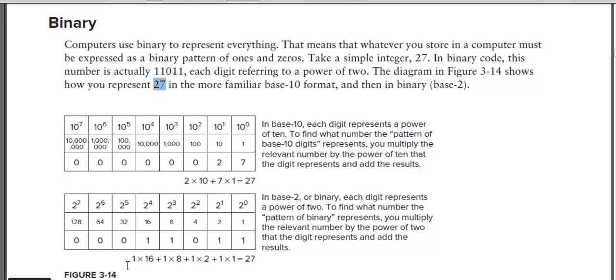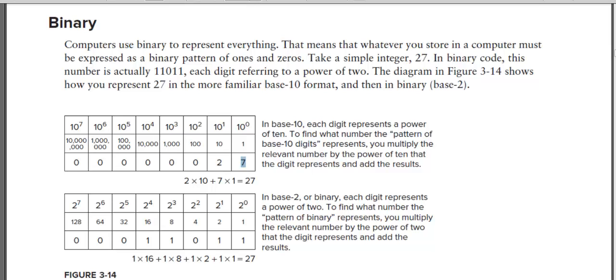Now, the important thing about base 2 is that we only use 1s and 0s. Whereas in base 10, we can have 0s, 1s, 2s, 3, 4, 5, 6, 7, 8, 9. 0 plus 1 through 9 is 10 different digits we use. But when we're talking about base 2, we only need the digits 0 and 1.